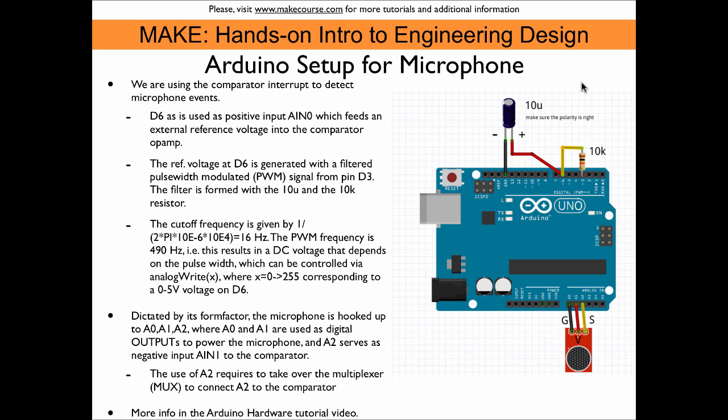If this is a mystery to you, then I would recommend to watch the Arduino hardware tutorial video that is also posted on makecourse.com. Please note that it is important to put this capacitor in with the right polarity, so make sure that the negative pole, which is indicated by that ribbon with minus signs on it, is connected to the ground pin or header, while the positive side of this capacitor is connected to pin 6 together with the pin of the resistor.